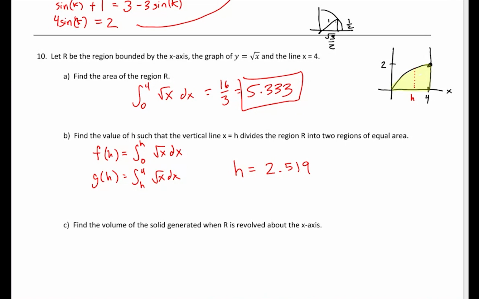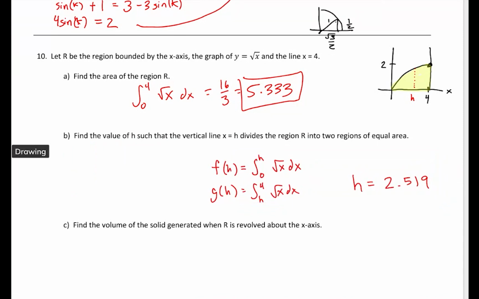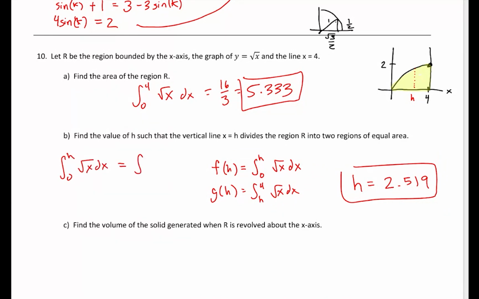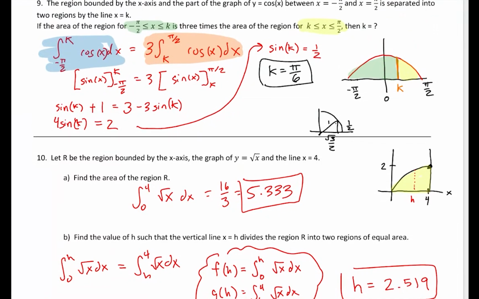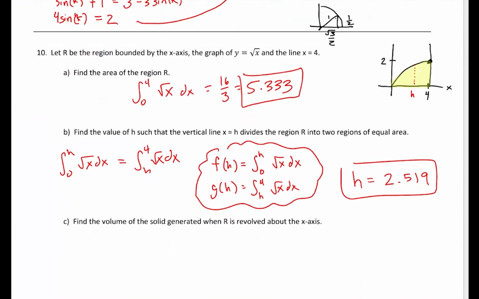Basically, the equation that we're actually trying to solve here is we want the integral from 0 to h of root x dx to be equal to the integral from h to 4 of root x dx. And this is just our way to cheese our way through that. Otherwise, you'd have to use the fundamental theorem of calculus, like we did up here, and work your way towards it. But this is going to be a much faster way to do it, I think.